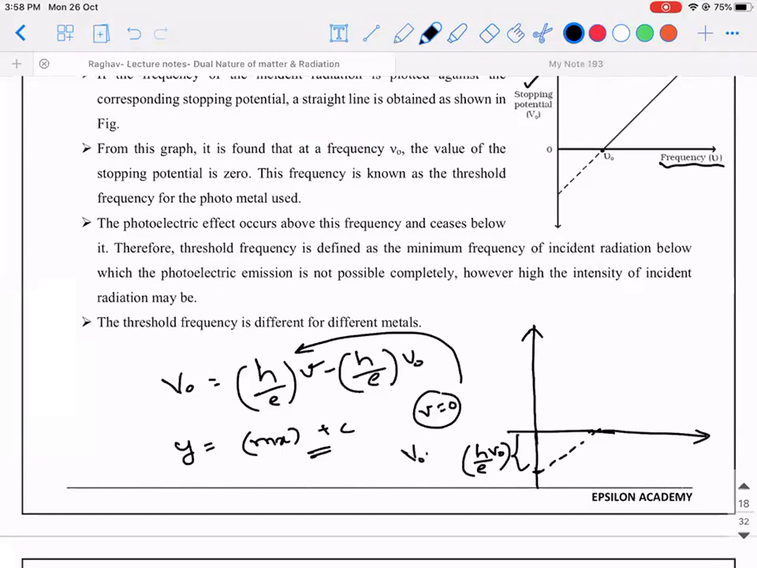Similarly, when you put v naught is equal to 0, you will get the x coordinate. So when you put v naught is equal to 0, you will get h by e into nu is equal to h by e into nu naught. h by e will get cancelled. Nu is equal to nu naught. So that's the threshold frequency.